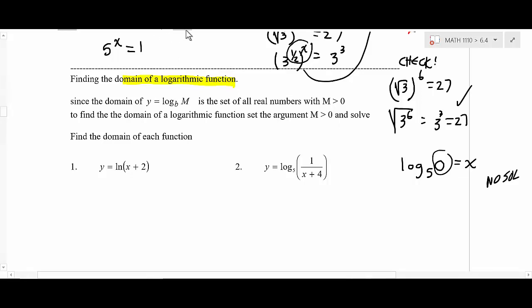Okay, let's do a negative number. Let's do kind of the same thing. Let's say you have log base 5 of negative 1. Well, here's what would happen.